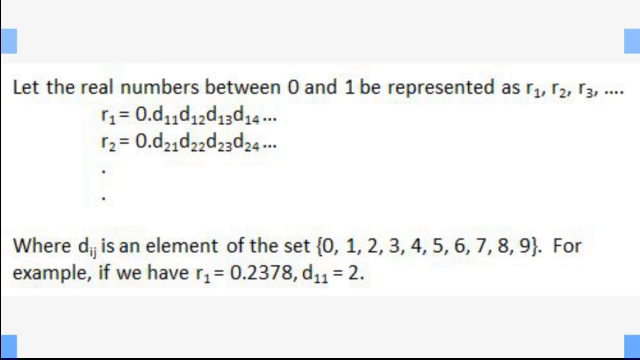So if we let the real numbers between 0 and 1 be represented as R1, R2, R3, etc., then R1 would equal 0.d11, d12, d13, d14, etc., and R2 would equal 0.d21, d22, d23, d24, and so on. And this would occur for every R, as in R1, R2, R3, and so on. In this situation, dii is an element of the set 0, 1, 2, 3, 4, 5, 6, 7, 8, 9. For example, if we have R1 equals 0.2378, d11 equals 2.